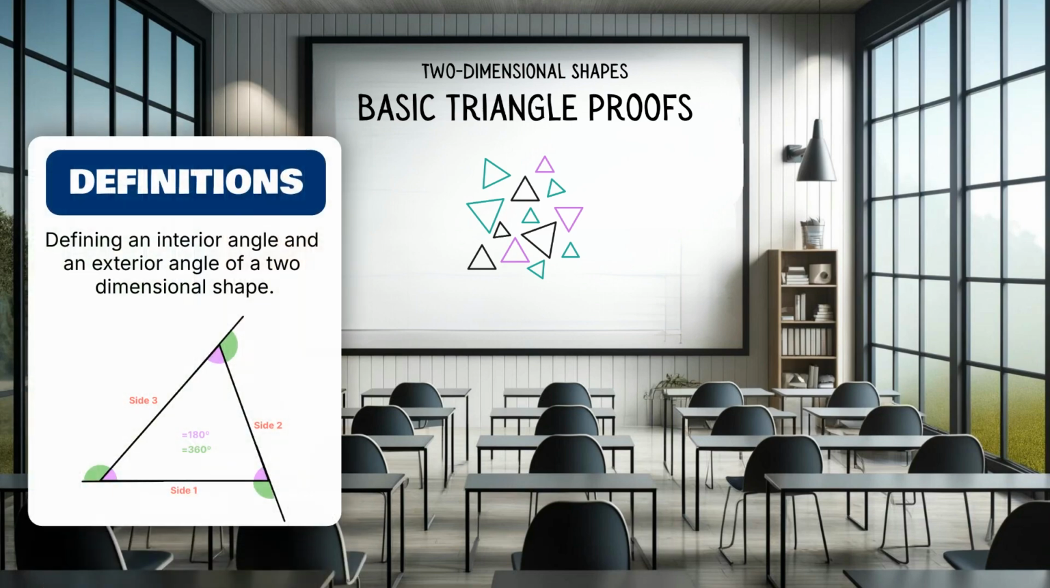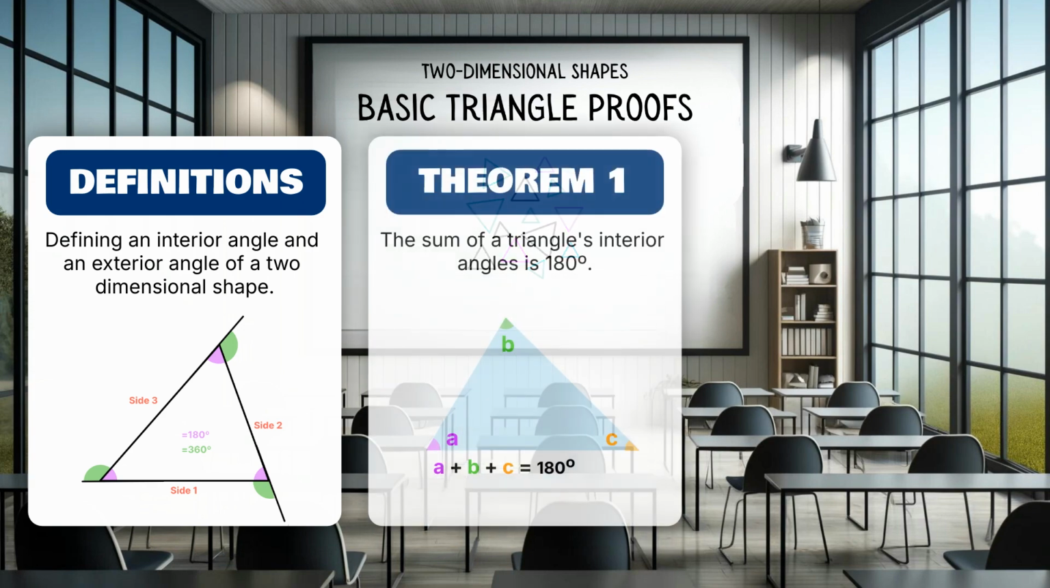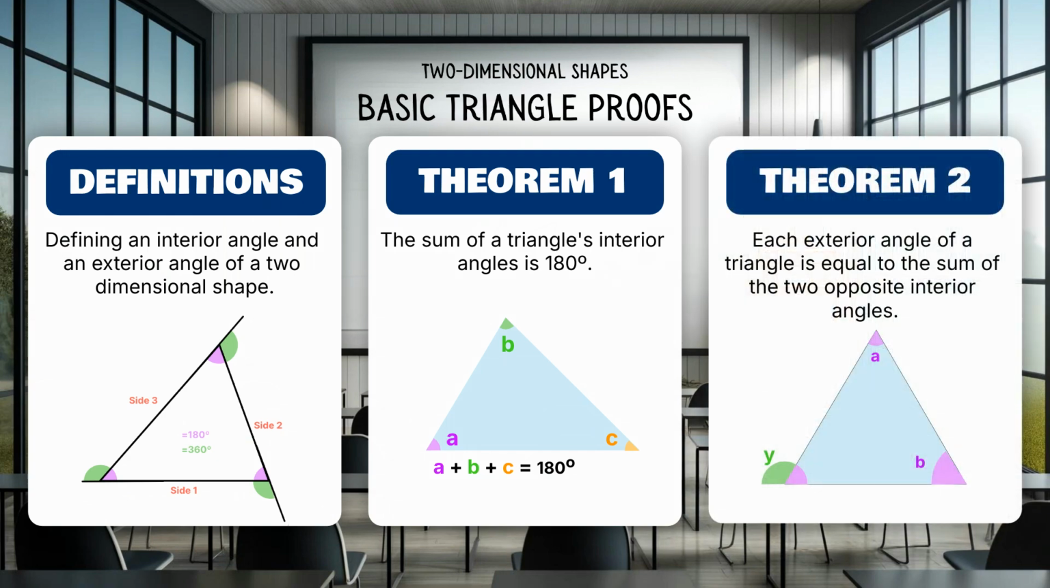We'll start by defining what is meant by an interior angle and an exterior angle of a two-dimensional shape. Next, we will prove the theorem that states the sum of the interior angles of a triangle is always 180 degrees. Next, we will explore the concept of exterior angles in a triangle and how they relate to the interior angles. Finally, we'll apply these theorems to different examples to reinforce our understanding and see how this knowledge can be used to solve problems related to triangles.